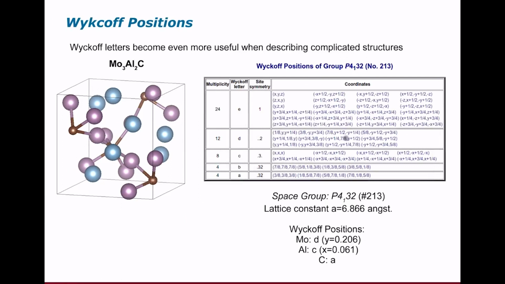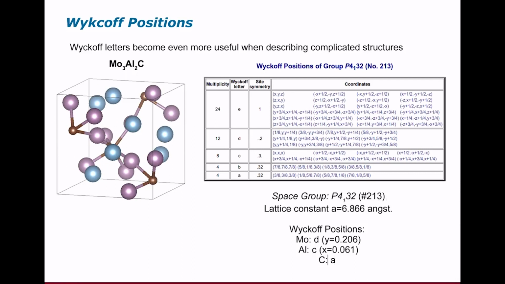So referring to these tables, which are tabulated, standard, published, or available online, you can just say that the space group of this molybdenum 3, aluminum 2, carbon is 213. So it's P4132. It has a lattice constant of 6.866 angstroms, and these are the 3 Wyckoff letters.